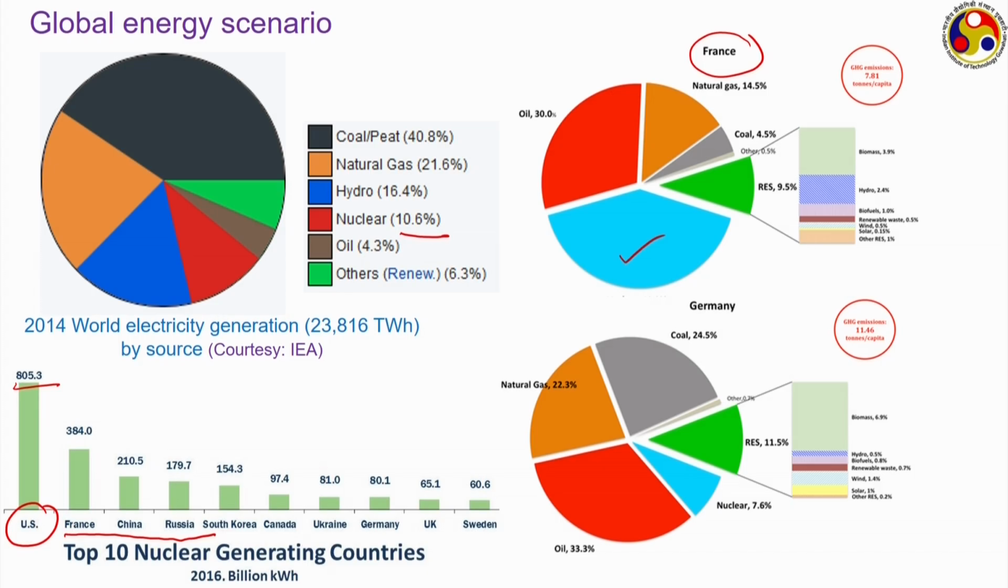Just compare that with their neighbor Germany. Germany has a very decent reserve of coal, and that is why they are getting a much larger fraction of their energy from coal, which is just about 4.5% in France, and 24.5% in the case of Germany, and their nuclear share is quite small. But I would like to attract your attention to another figure. See, the greenhouse gas emission in the case of France was 7.81, whereas that for Germany is 11.46. I shall be coming back to this figure after a few slides.